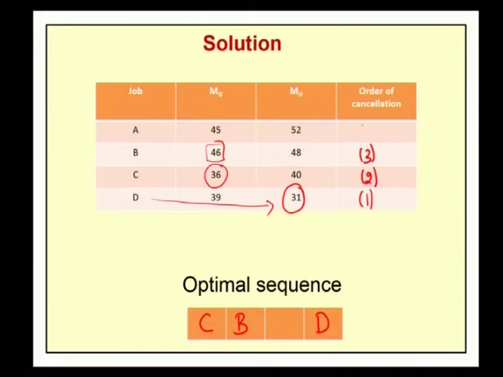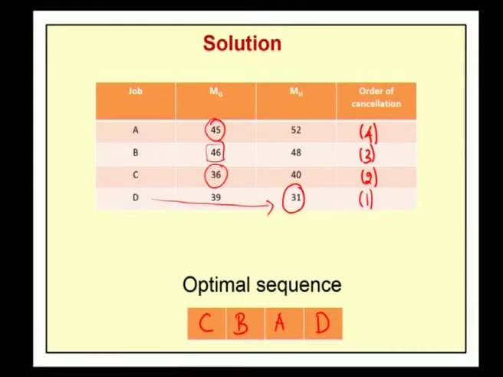So finally, we have to select job A. The minimum for job A is 45, which corresponds to the first machine G. So job A is to be done next, so here next to B we have to complete A.